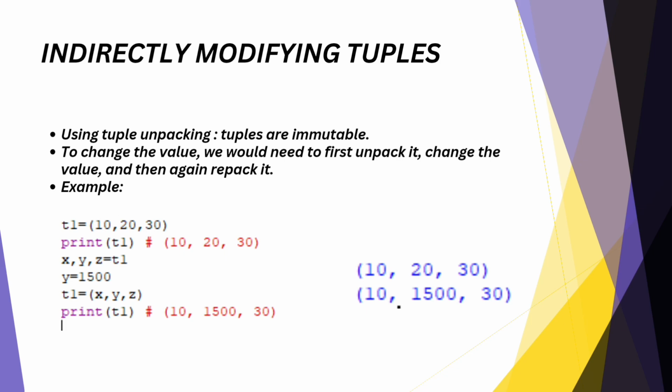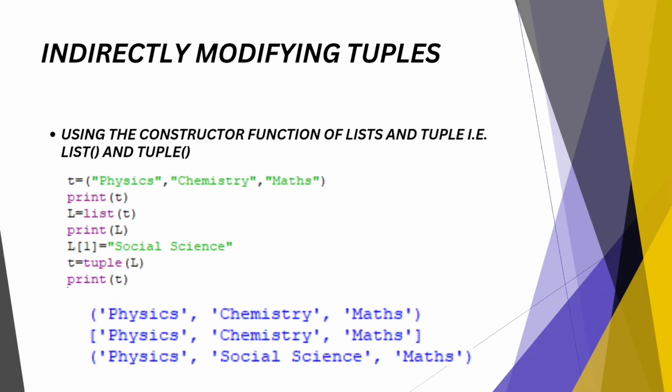Indirectly modifying tuple. Directly we cannot modify it, but indirectly we can change the tuple into a list and then we can modify it. To change the value we need to first unpack it, change the value and again repack it. So here 10, 20, 30 is the example. X, y, z 3 variables we will take and we will change y to 1500. Again we will assign the tuple as x, y, z. So the value of y will be changed to 1500.